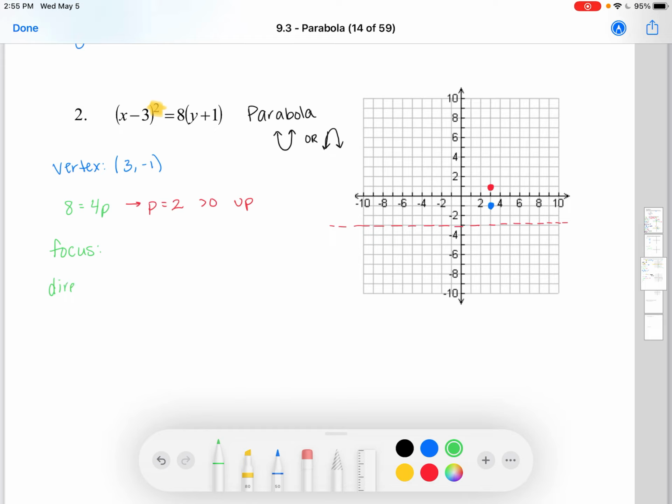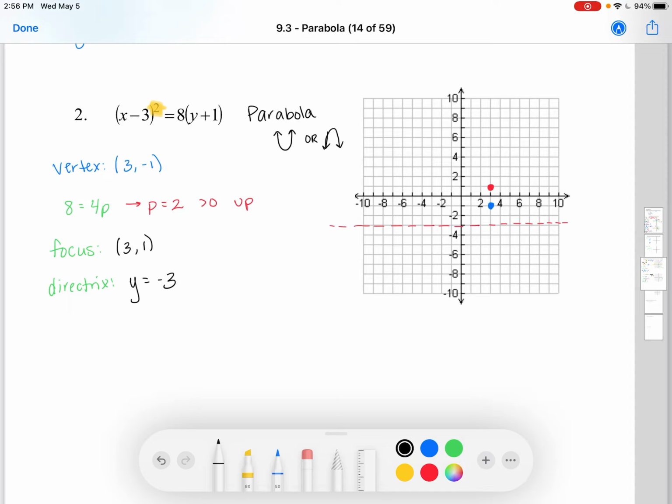And now that I have that information on my graph, I'm going to label both pieces. So my focus's coordinate was 3, 1, whereas my directrix was a horizontal line, so this time it was a y equals, and that y value was consistently -3 throughout that entire line.